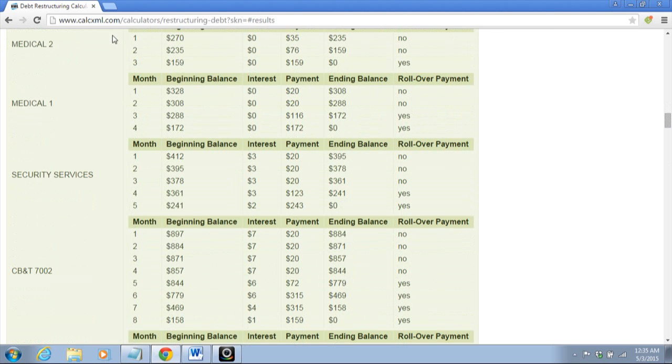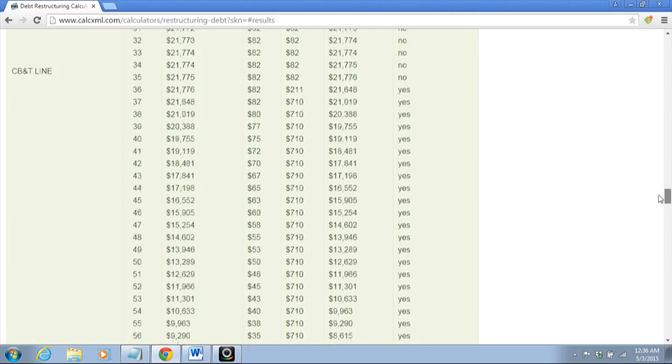Once you get to month three, all right, you start off with medical bill number 2. You make a payment of $159. You just knock that on out. Okay. Same thing with medical number 1. You make a payment of $116. The balance is $288. Leaves an ending balance of $172. Then you go on and so on and so forth. You go down. All right. So it does that all the way until you get to the end.